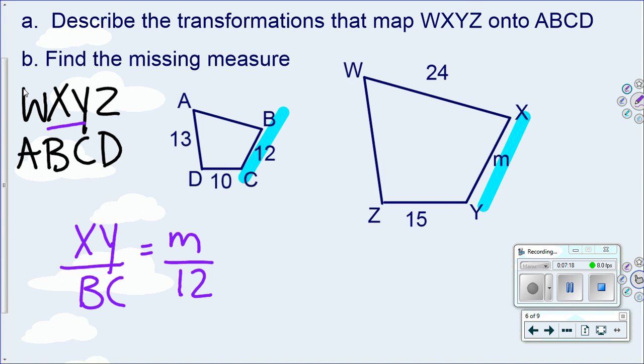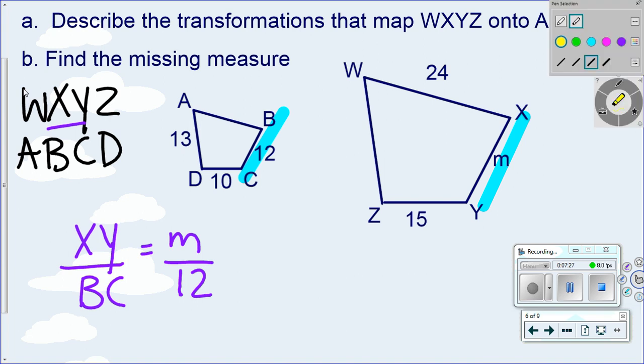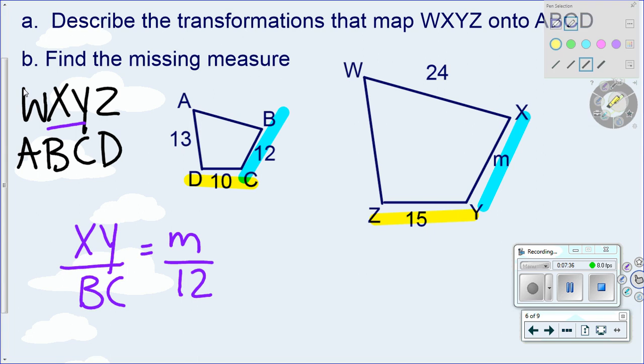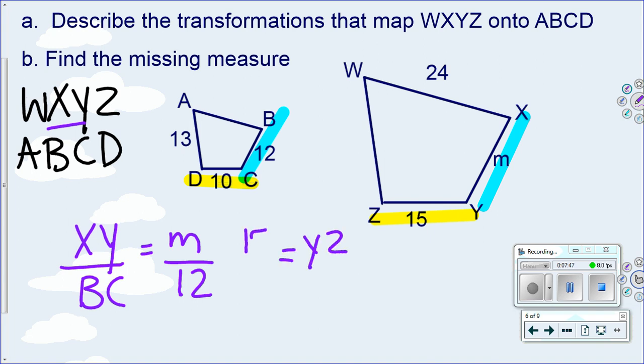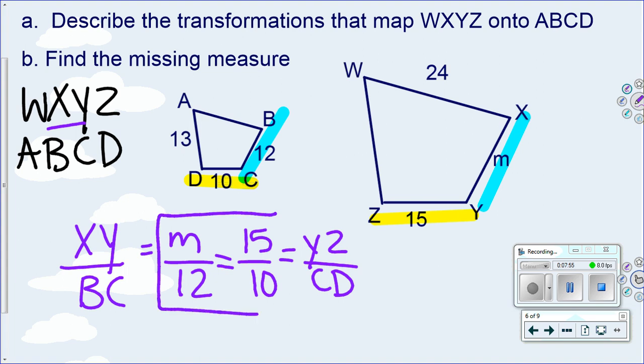Now I need to find another side where I know both numbers. So what other side do I know both numbers on each polygon? Okay, I know CD and ZY. I started with M. I started with this figure, so that's the one that I have to do on top. YZ is 15 over CD is 10. I know they're similar, so they're going to be equal to each other.